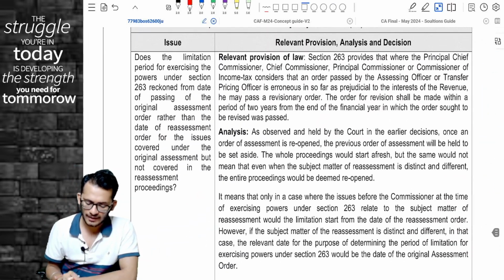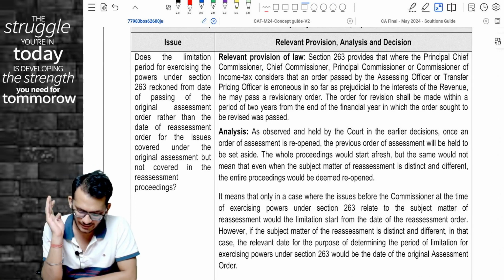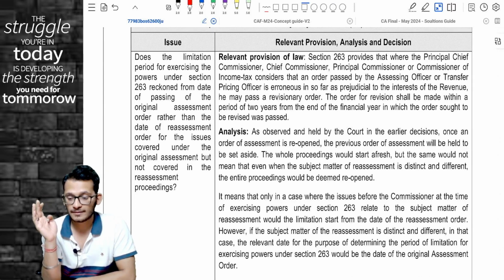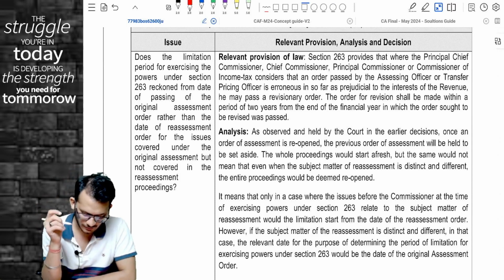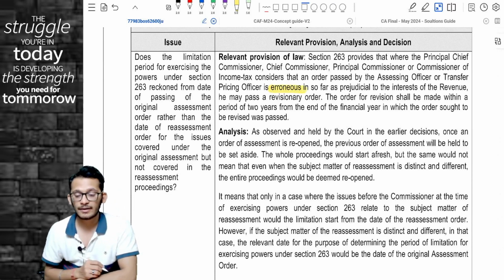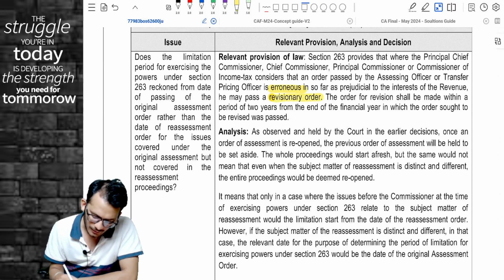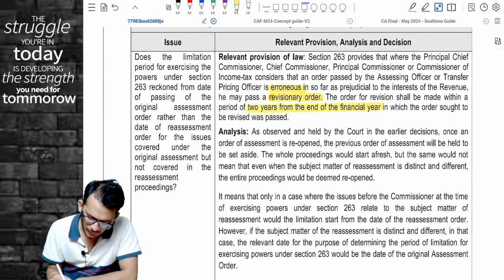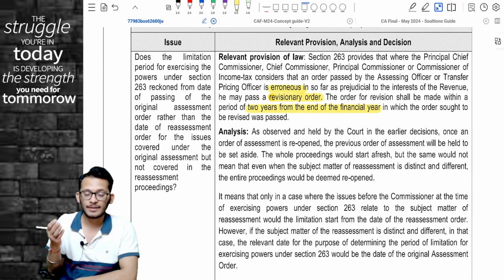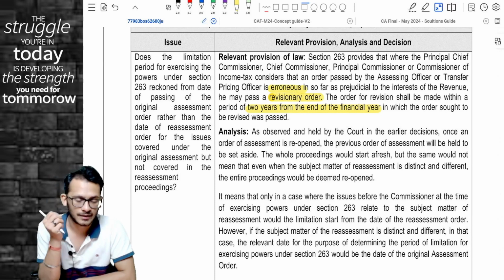Section 263 provides that where the PCCIT or CCIT or the PCIT or the CIT considers that the order which is passed by the assessing officer or the transfer pricing officer is erroneous, insofar that it is not in the interest of the revenue, he may pass a revisionary order. This revisionary order has to be passed within 2 years from the end of the financial year in which the order sought to be rectified was revised. In our case, we have 2 orders, one is original, one is reassessment.